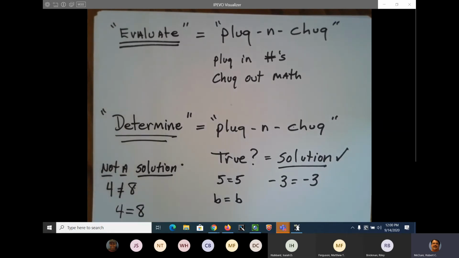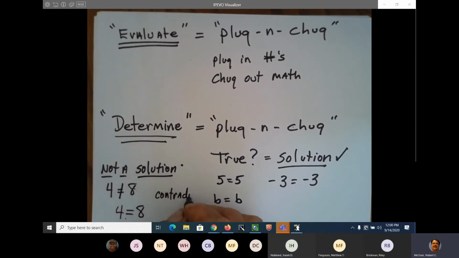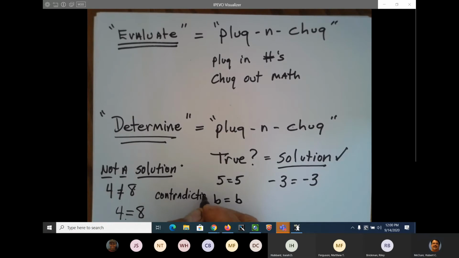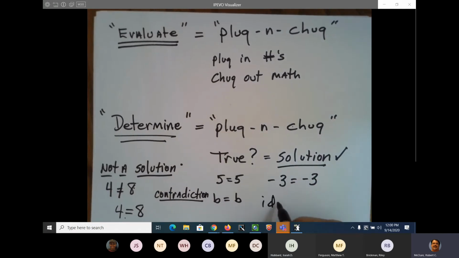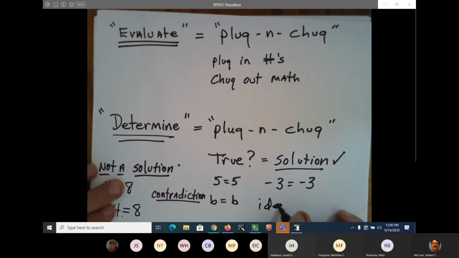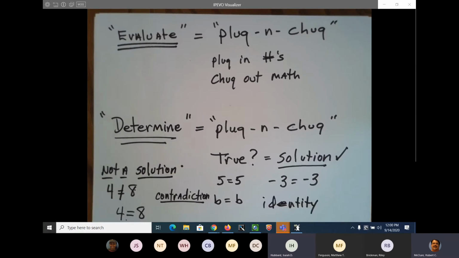I just drew that mark. This is not true. This is a contradiction. You'll see this later. This is identity. Okay, you're going to see those two words later on. Not in this unit, I don't think. Yeah, you will. You'll probably see it in this unit, but anyway.